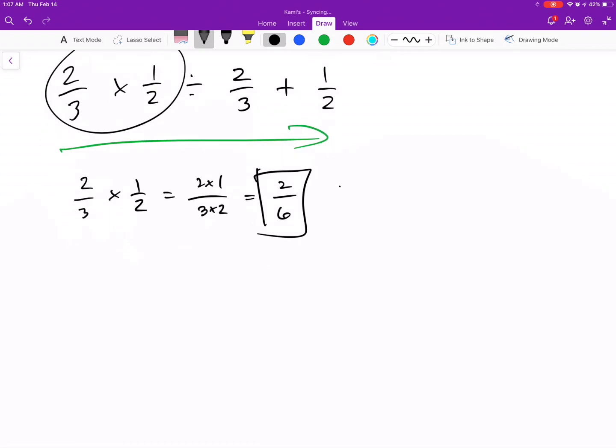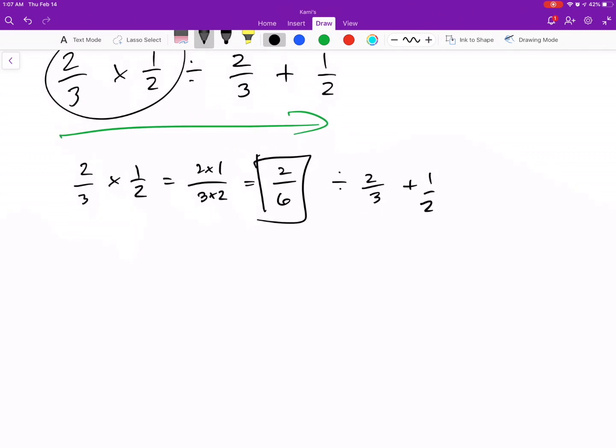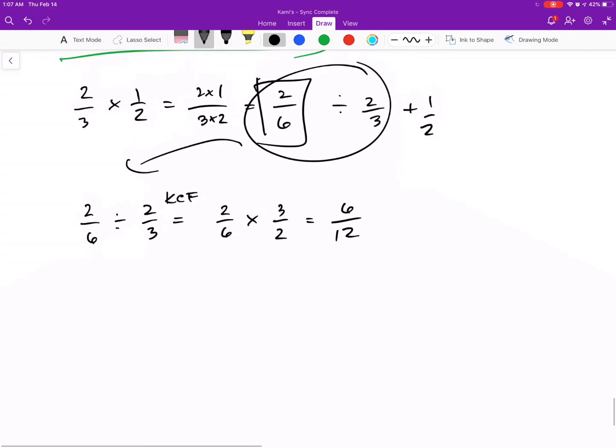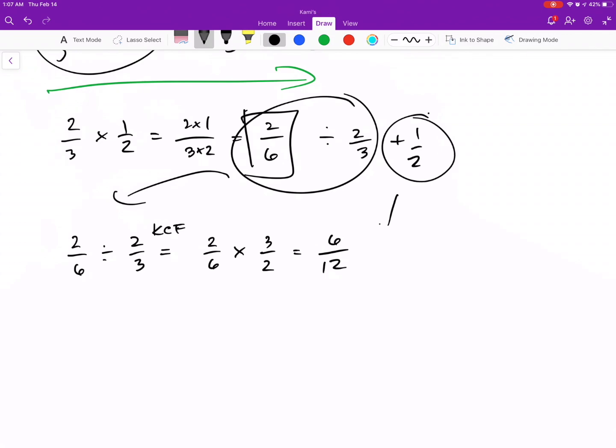Now, we got to do divided by 2/3 plus 1/2. Alrighty. So do this one next. So bring that over. So we have 2 over 6 divided by 2 over 3. Then we do keep, change, flip. That's going to be 2 over 6 change times flip 3 over 2. Then we multiply across. We just do it. So 2 times 3 is 6. 6 times 2 is 12. Now lastly, we bring down the plus 1/2.